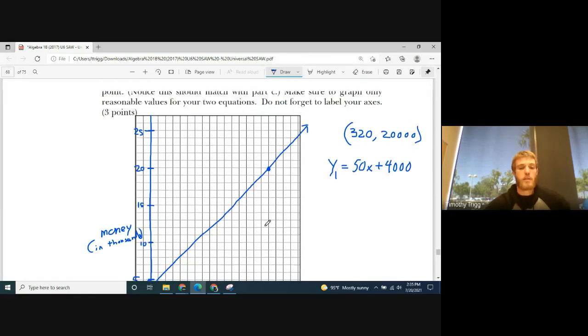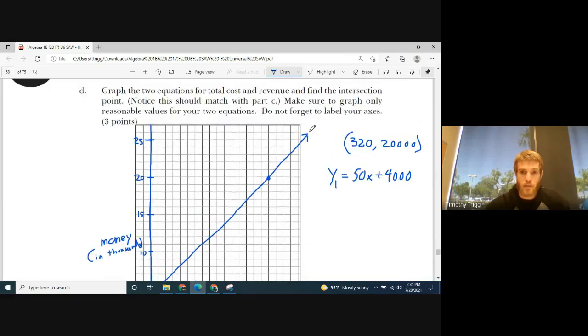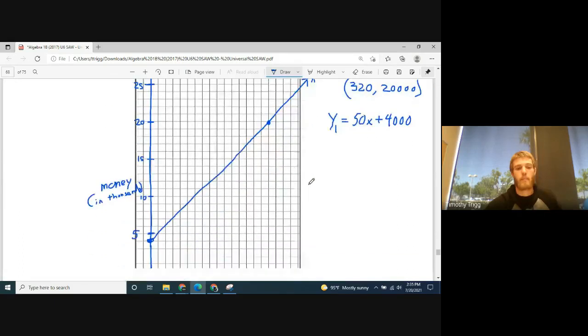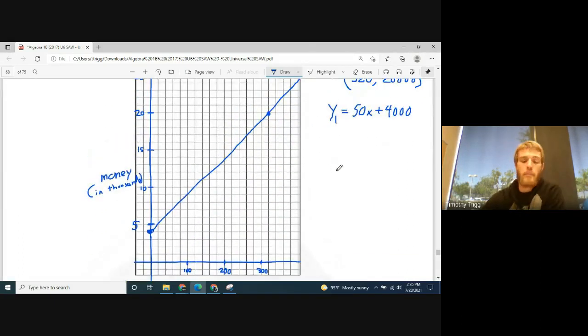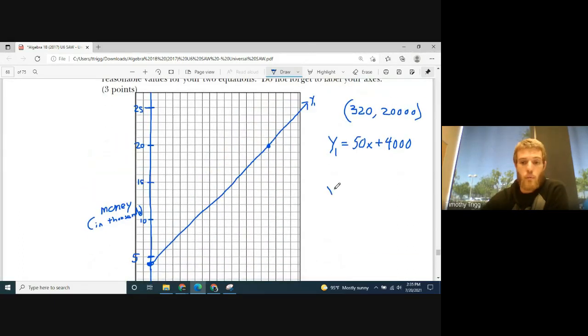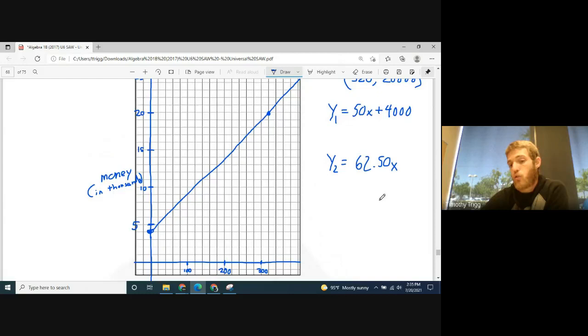Okay, so this is our cost equation. I'm going to say this is y sub 1. This is our cost equation. Now the revenue equation, y sub 2, was 6250x. In this case, the slope is 6250 and our y-intercept is 0, because basically we have a plus 0 at the end. So I know the y-intercept is going to be right here, 0.